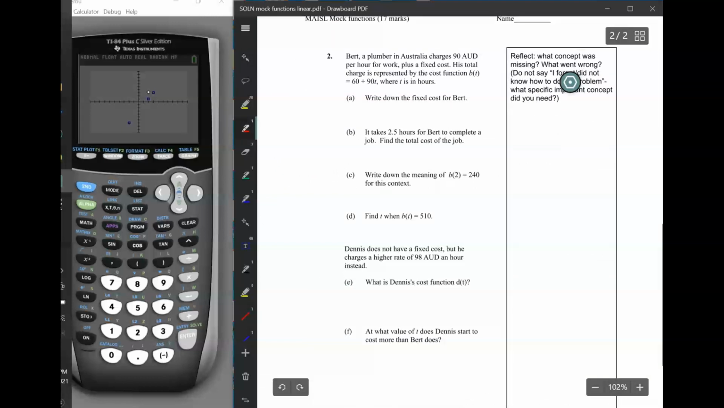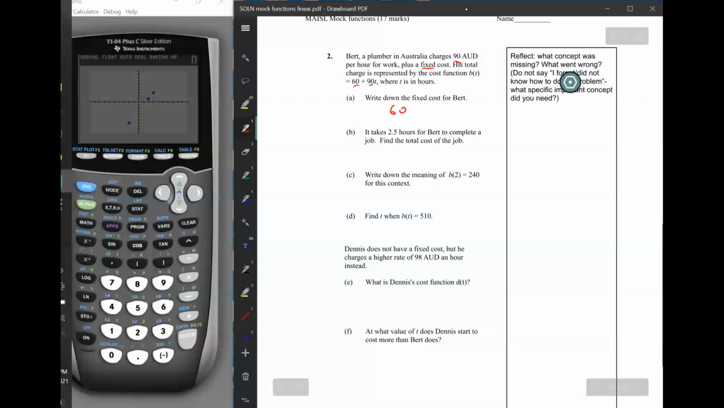Bert, a plumber in Australia, charges 90 Australian dollars per hour for work plus a fixed cost. His total charge is represented by the cost function B of t equals 60 plus 90t, where t is in hours. So we recognize that the 90 per hour appears here, and it's multiplied times the t, which makes sense. Write down the fixed cost for Bert. Remember, his total charge is a fixed cost plus the 90 per hour rate, and so it's obviously 60.